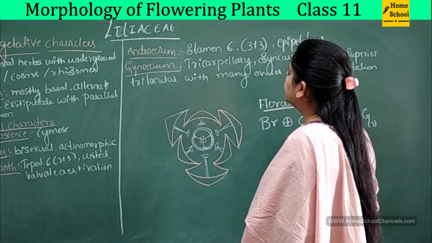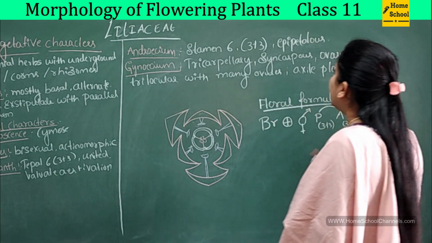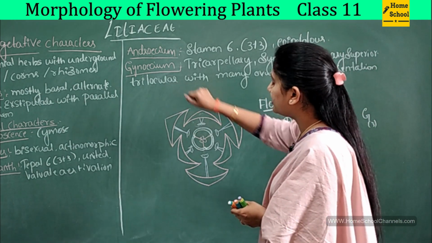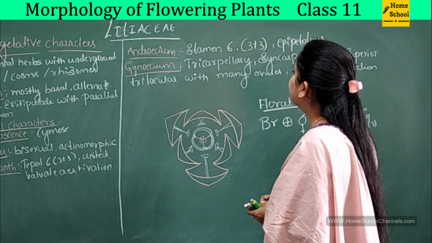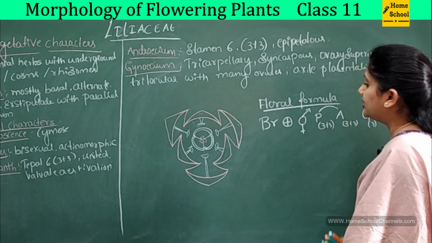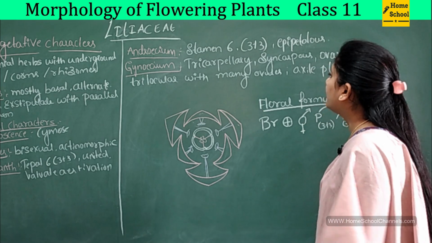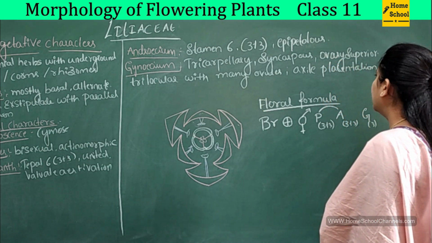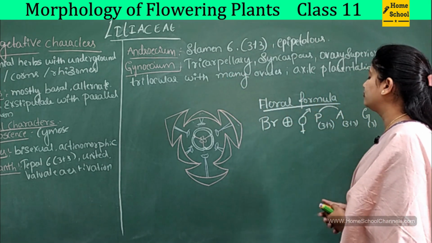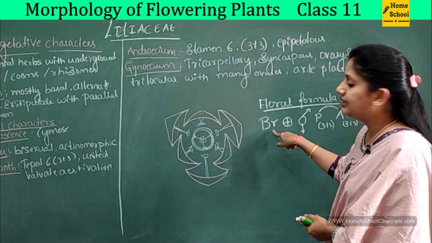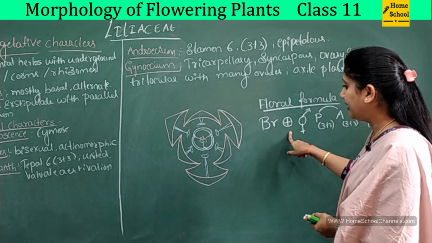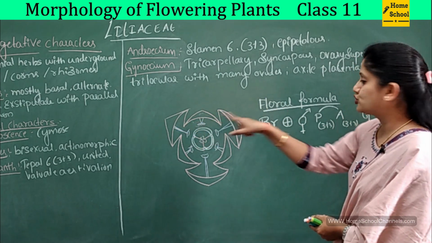Then the androecium, here there are 6 stamens, that is 3 plus 3, and they are epipetalous, that is they are fused. Then the gynoecium. So gynoecium here is tricarpellary and they are syncarpous and ovary is superior and it is trilocular with many ovules and they show the axile kind of placentation. So now we will move on directly to the floral formula. Since they have written Br here, it is bracteate. It means that they have bract. Then it is actinomorphic. Then it is bisexual.